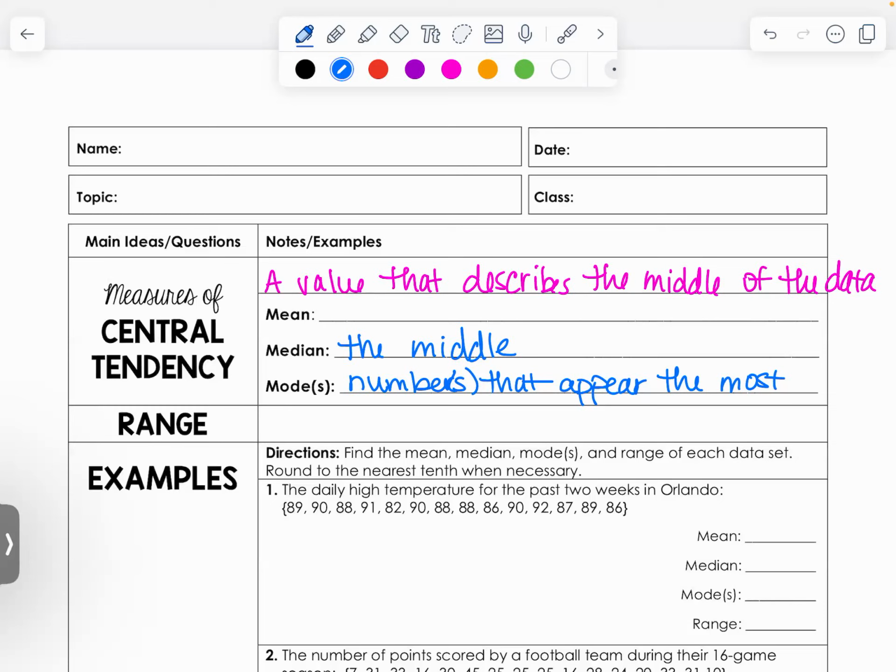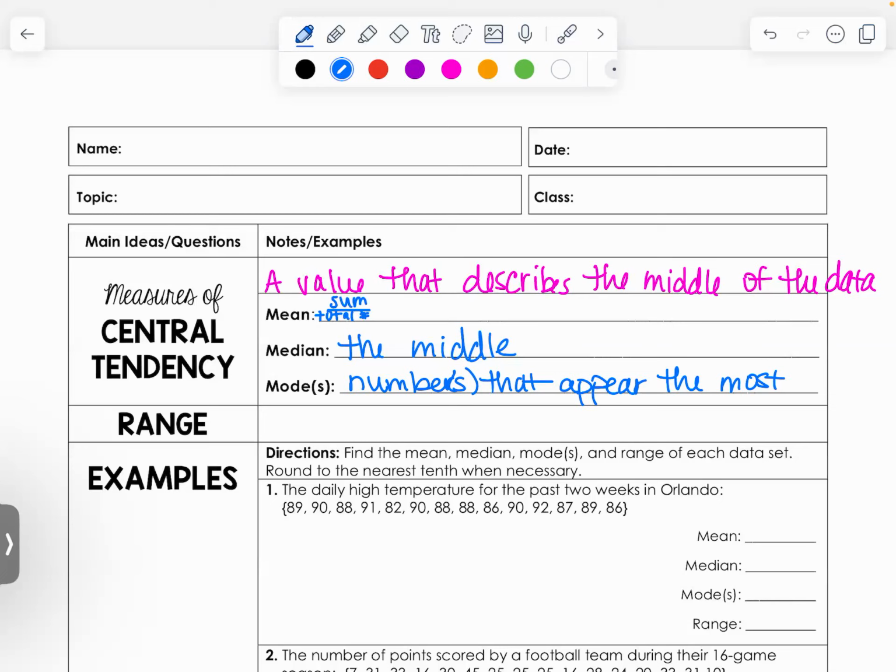And then the mean. This is what we like to think of as average. Now, technically, all of these are averages, but this is what we like to think of as the average. So we're going to take the sum of all the numbers divided by the total numbers. How many data points do we have? This is what you were introduced to as the average.